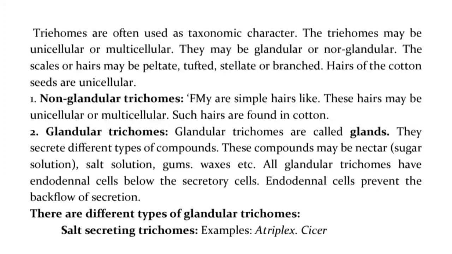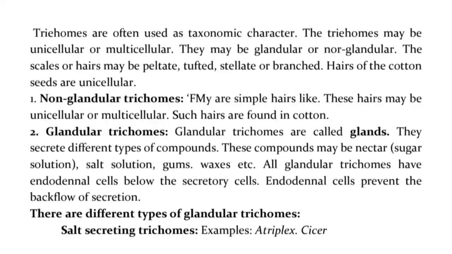2. Glandular trichomes. Glandular trichomes are called glands. They secrete different types of compounds. These compounds may be nectar, sugar solution, salt solution, gums, waxes, etc. All glandular trichomes have endodermal cells below the secretory cells. Endodermal cells prevent the backflow of secretion.